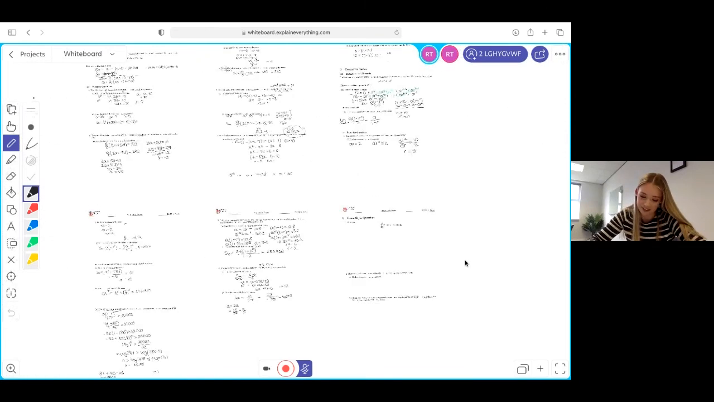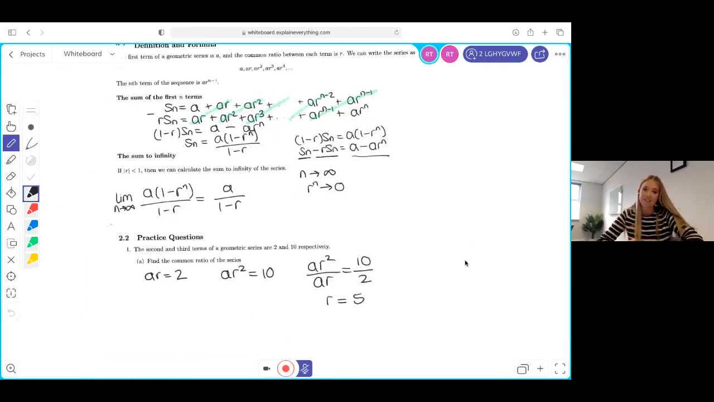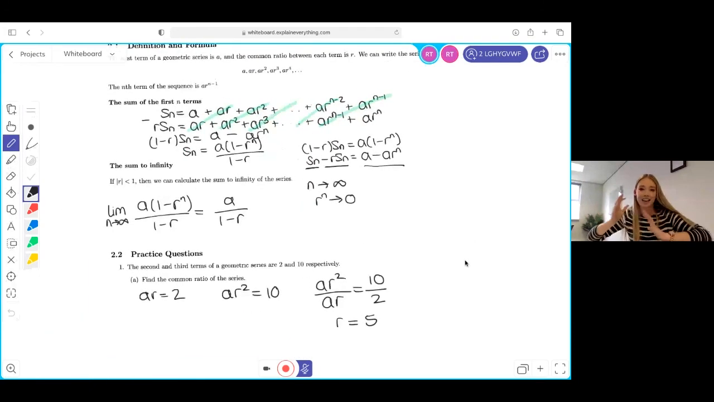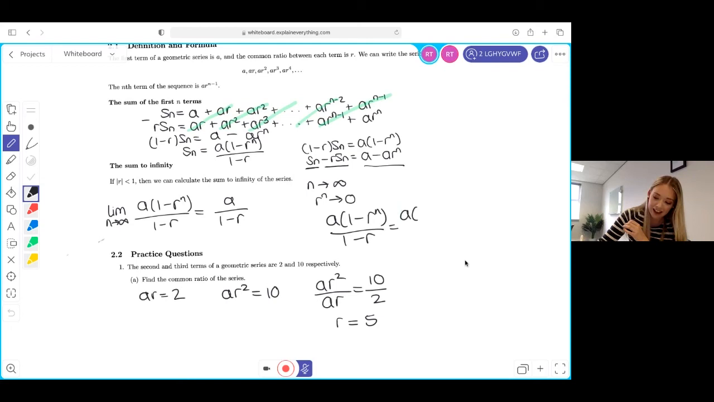As n gets bigger and tends to infinity, that value of r to the n would tend to 0. So we'd have in our normal formula a times 1 minus r to the n over 1 minus r would just go to a times 1 minus 0 over 1 minus r. So that 1 minus 0 would just be 1, and we just have that a over 1 minus r. So that's the only way to kind of prove that limit.